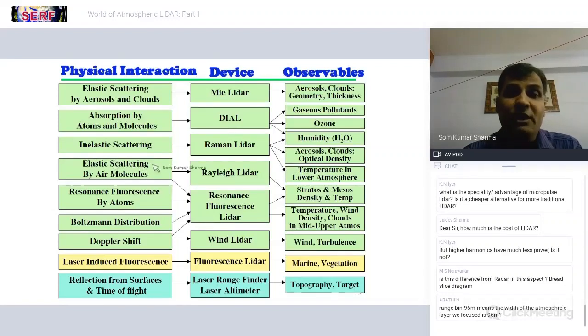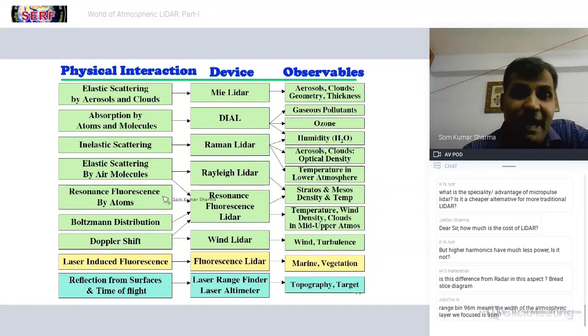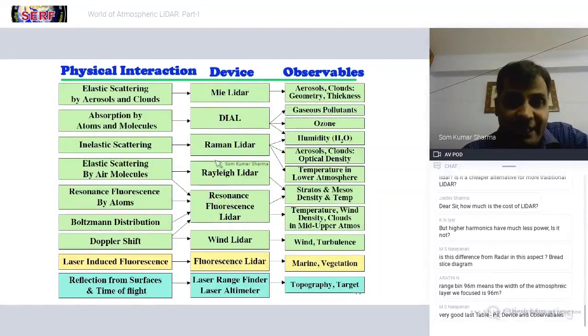Then if you exploit the elastic scattering of the molecules, that is used in the Rayleigh LIDAR. From Rayleigh LIDAR, what can you study? You can study basically the temperature above 20 kilometer, 20 to 90 kilometer. So you can use it very effectively for stratospheric and mesospheric density and temperature, and you can investigate the waves by using Rayleigh LIDAR. Then resonance LIDAR. By resonance LIDAR, basically resonance and fluorescence by atoms, that is resonance and fluorescence LIDAR. These are the names of the LIDAR.